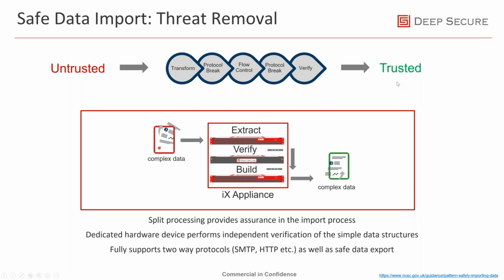So the IX appliance maps onto the NCSC guidance using that three-stage approach, with physical hardware providing the high assurance for cross-domain import. So this device supports two-way protocols, so things like SMTP and HTTP. And because it's two-way, it can be used for data export use cases as well as import.